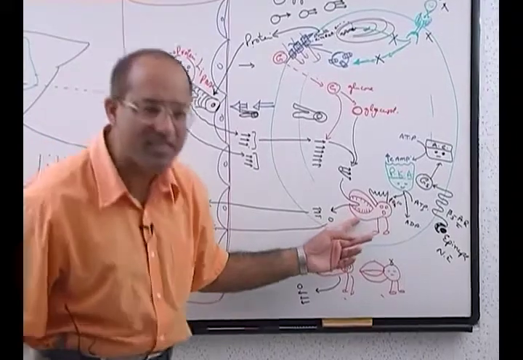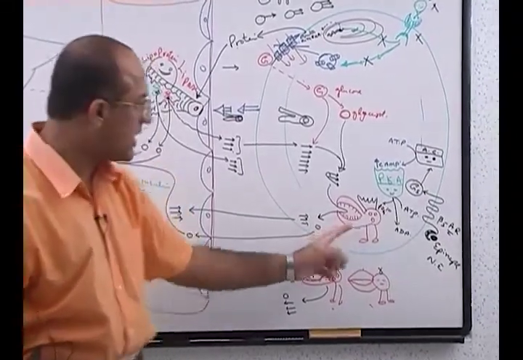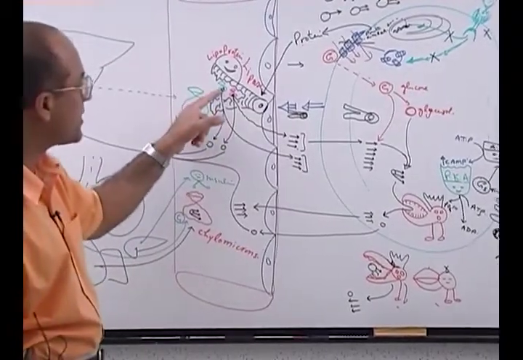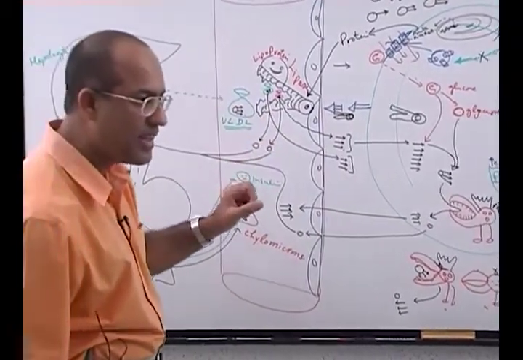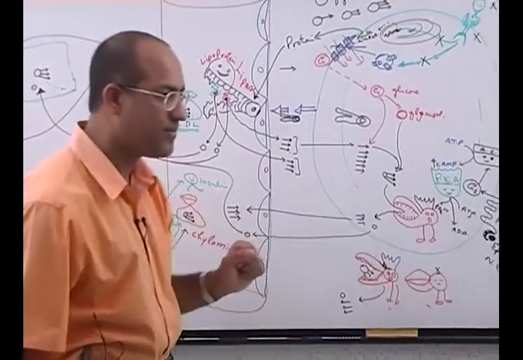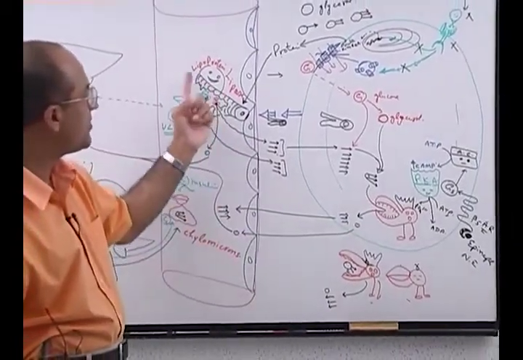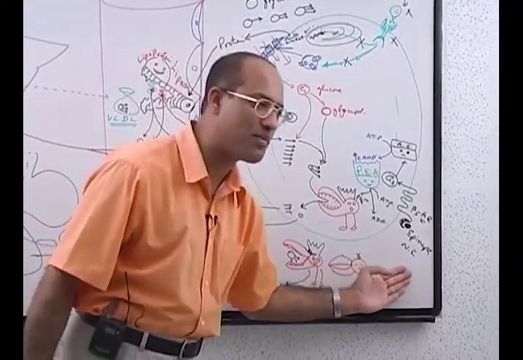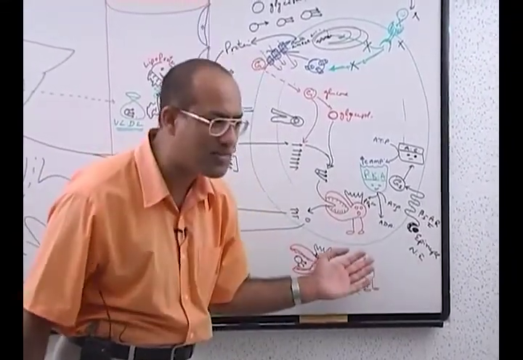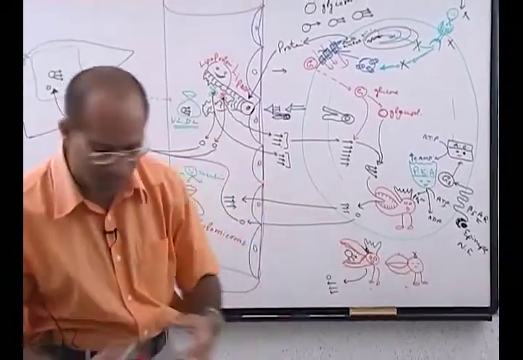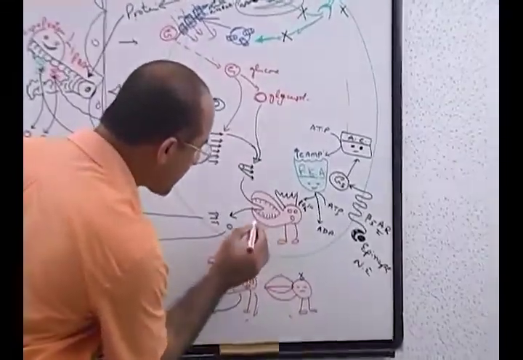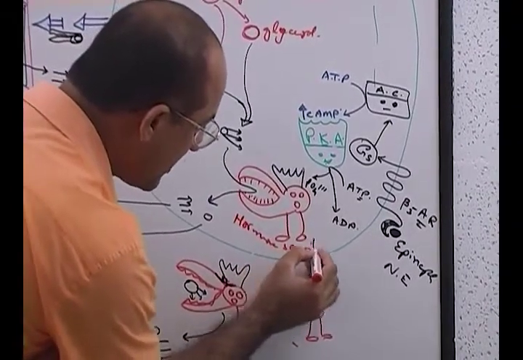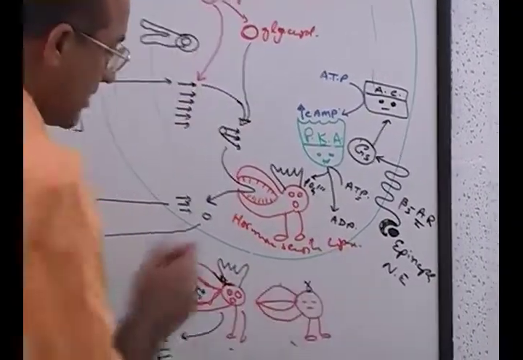This is also a lipase. It breaks down the lipids. Now look, this is also a lipase. It breaks down the triglyceride. But these two lipases are different. What was the name of this lipase? Lipoprotein lipase. And this lipase is hormone sensitive lipase. It is sensitive to those hormones, epinephrine and norepinephrine. So what is the name of this enzyme? Hormone sensitive lipase.